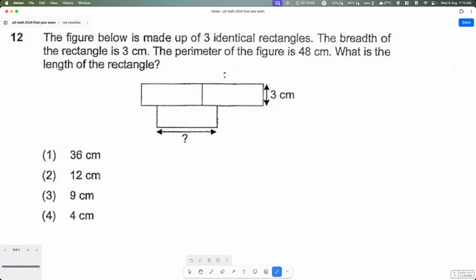It says the figure below is made up of three identical rectangles, 1, 2, and 3. The breadth of the rectangle is 3 centimeters. The perimeter of the figure is 48 centimeters. What is the length of the rectangle? If you've done this question before, you know that this line over here can be pushed right to this line like this. The same goes with this line, it can be pushed to this line over here as well.